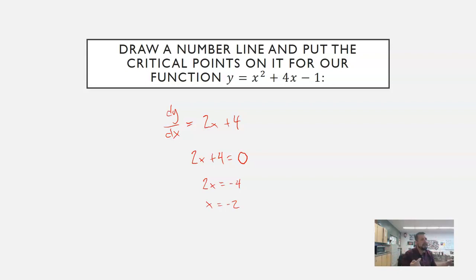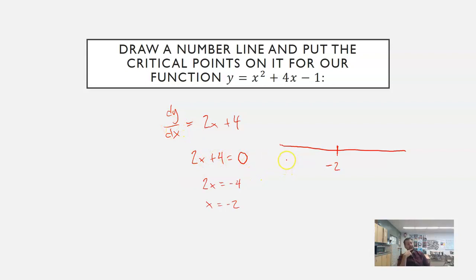That is the only place on this entire function that our derivative will equal 0, and we will have either one of those maxes or mins. Now, again, we know what this graph looks like, but let's say we didn't. What we would do next is take that number that we just found and put that number, or if there's more than one of them, those numbers, on a number line. So I take negative 2 and I put it on a number line.